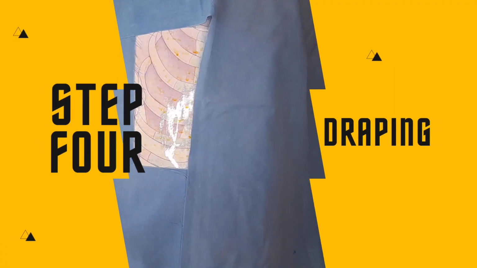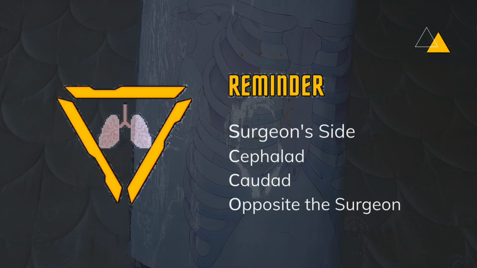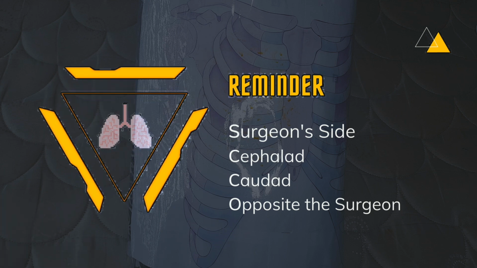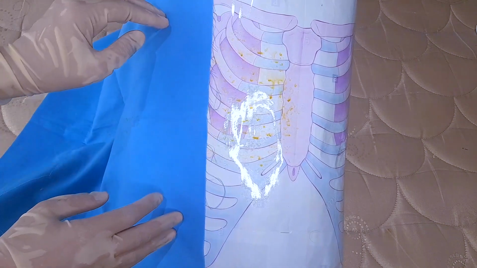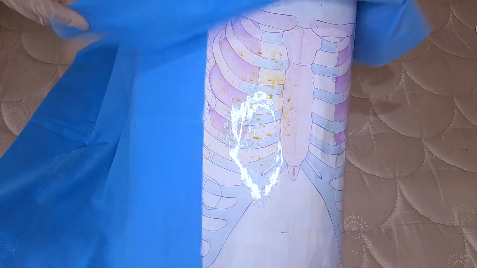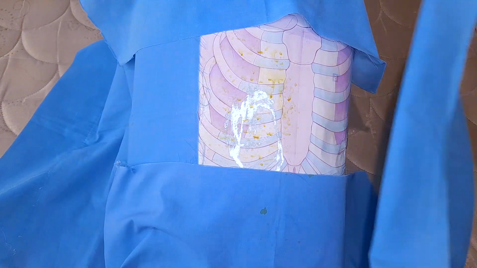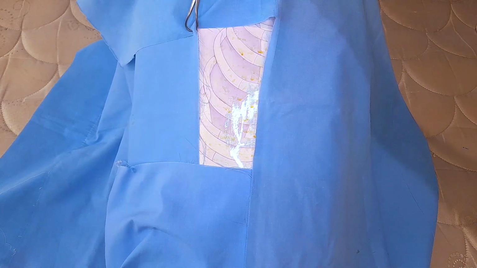Step 4. Draping. Hold the sterile side of the drapes. Lay down the drapes first at the surgeon's side, then cephalad, followed by caudad, and lastly opposite the surgeon. Secure with towel clips.